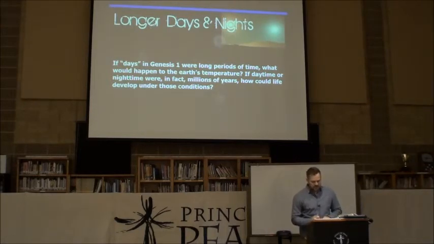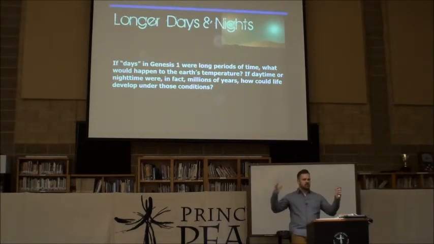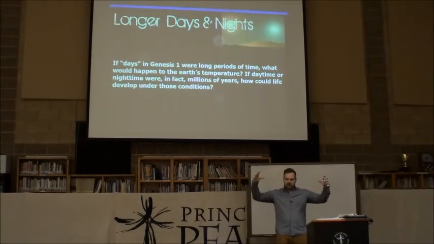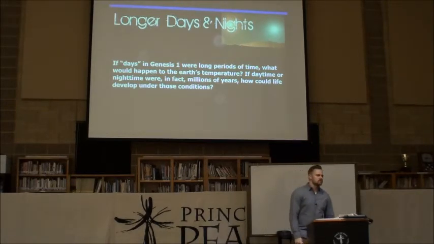Well, think about it this way. If the days in Genesis chapter 1 were long periods of time, what would happen to the earth's temperature? If the daytime and nighttime were in fact millions of years, how could life develop under those conditions? Because notice what God says. Day 1, day 2, there was evening and there was morning. There was evening and there was morning. He says that repeatedly after every single day. And so if you're going to try and change what those nights are into kind of this one long, giant, thousand-year day, what is this? There was evening and there was morning. Not over and over 1,000 times within that one day, but on day 1, there was evening and there was morning. So do you have 500 years of darkness for evening and 500 years of light? How does life evolve under those conditions?